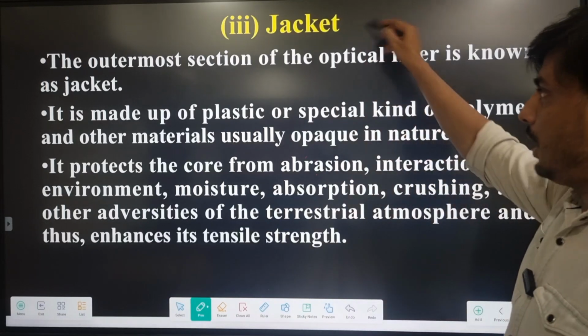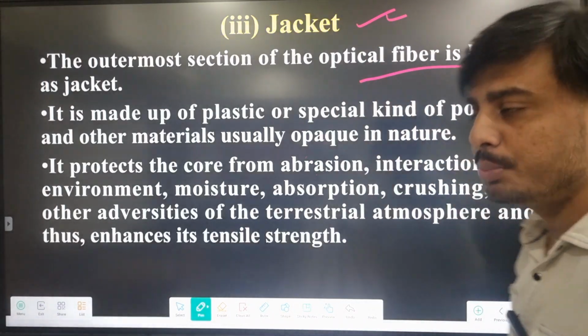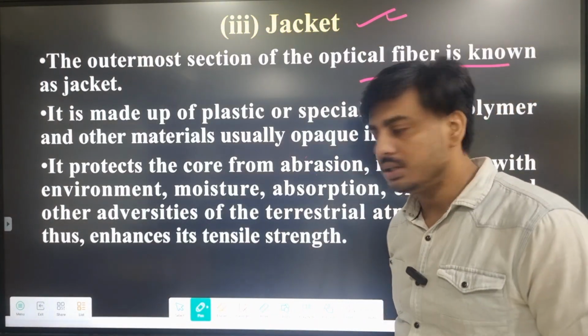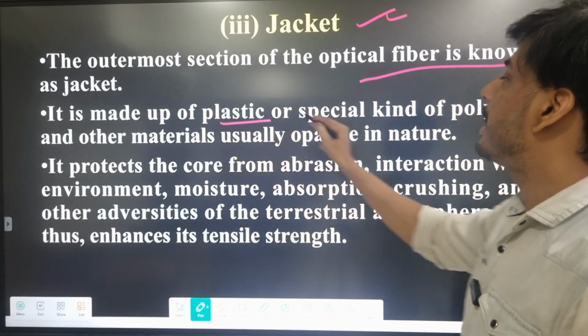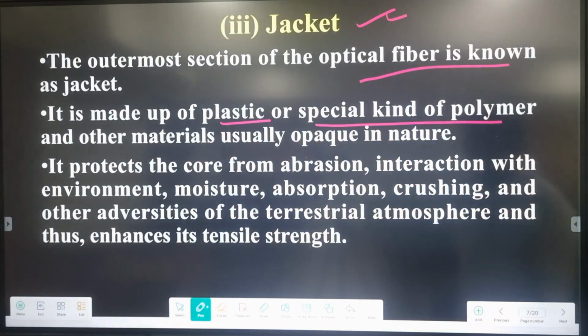Then this is the jacket. The outermost layer of optical fiber is said to be the jacket. It is mainly used to protect it. This is made up of plastic or a special kind of polymer synthetic material.